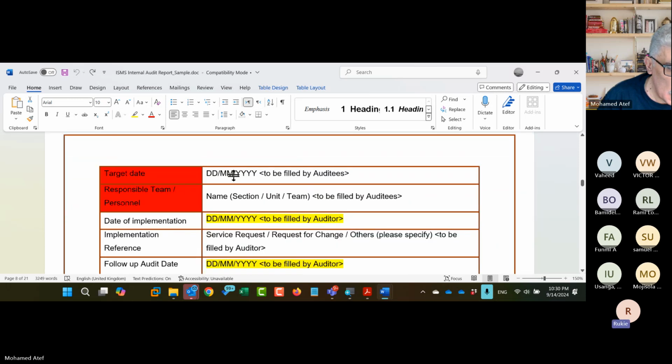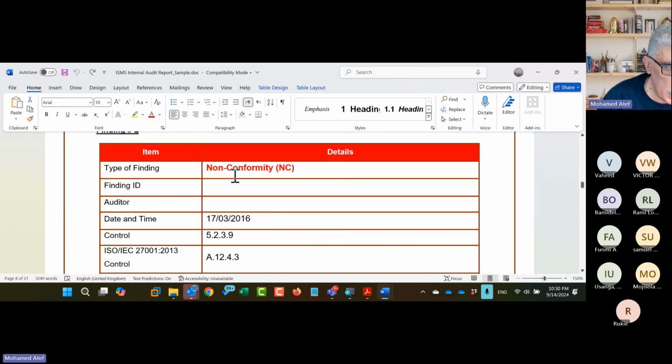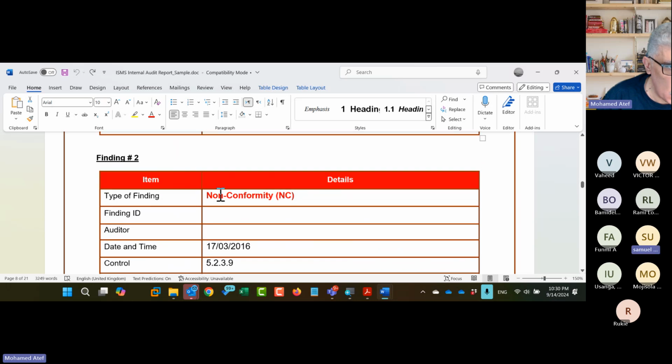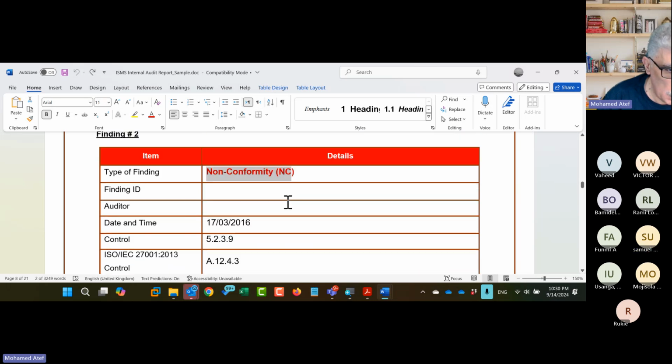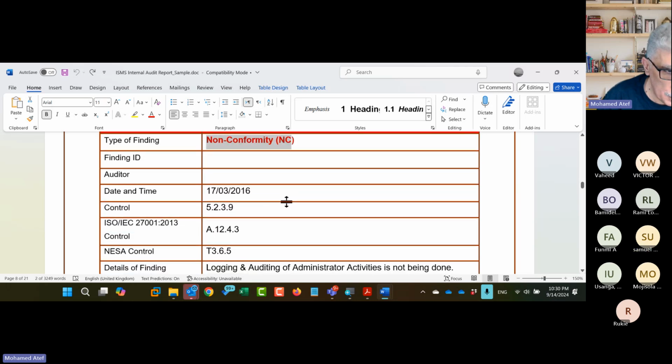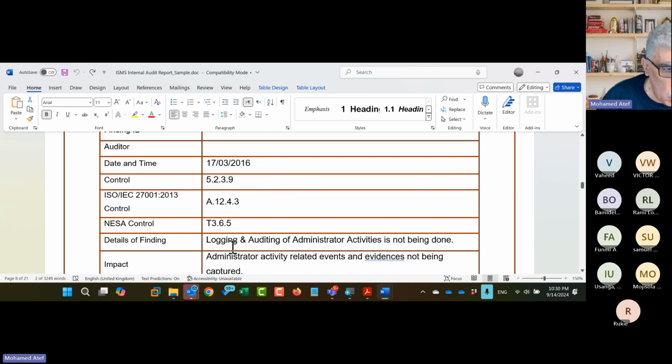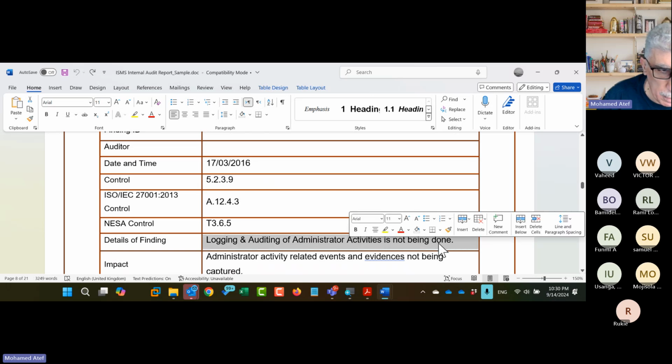Okay, let's scroll down. The second finding is also a non-conformity. Now the finding is that logging and auditing of the administrator activity is not being done. What do they mean by that?